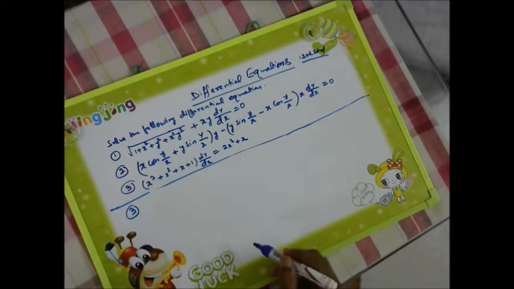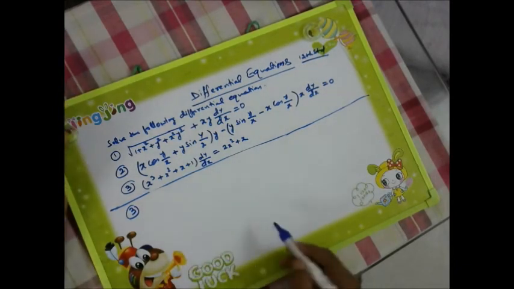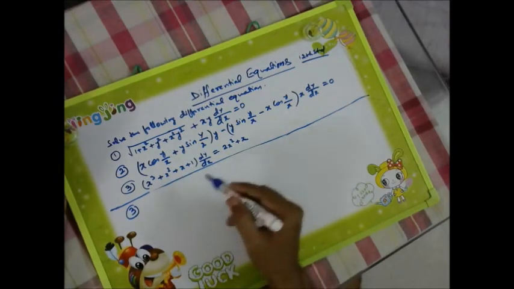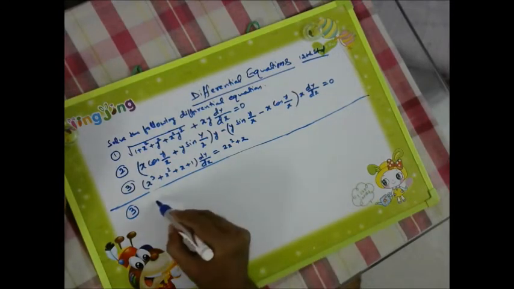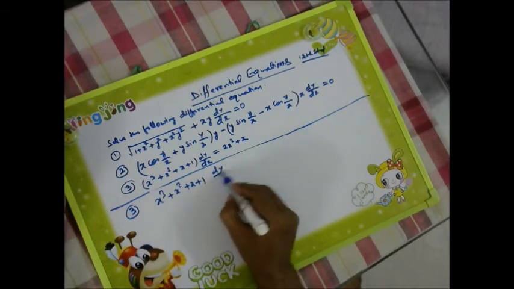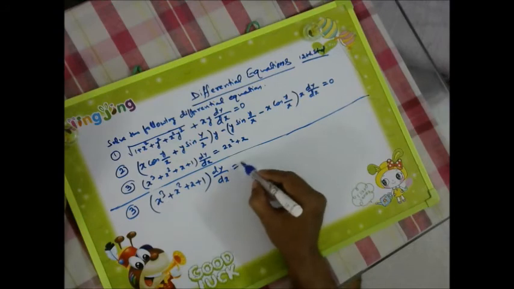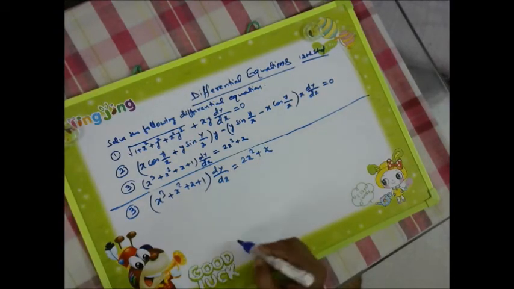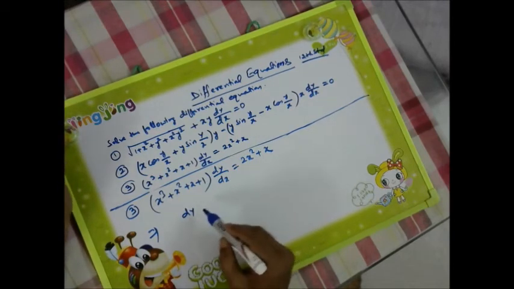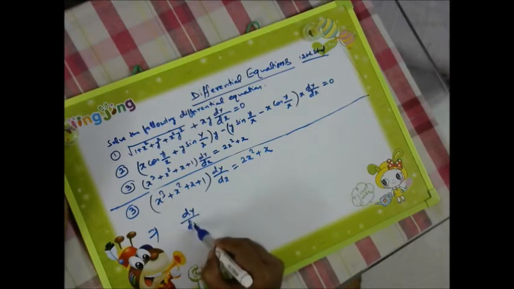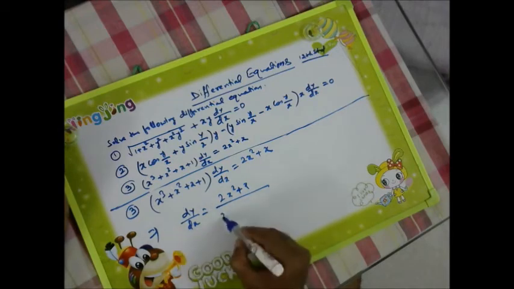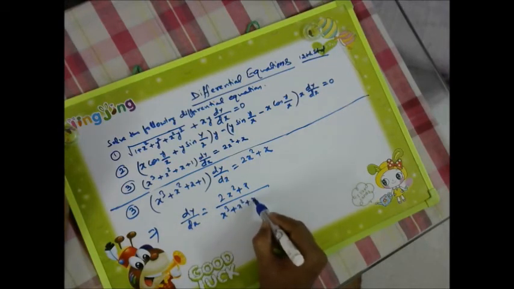So question number 3 is straightforward. All x are there, so simply it will be going along with x. So x cube plus x square plus x plus 1, dy by dx in bracket, is equal to 2x square plus x, which can further be written as dy by dx equals 2x square plus x divided by x cube plus x square plus x plus 1.